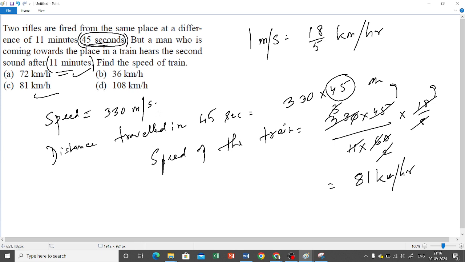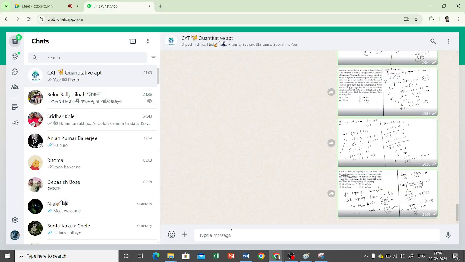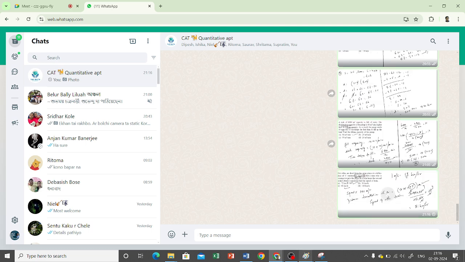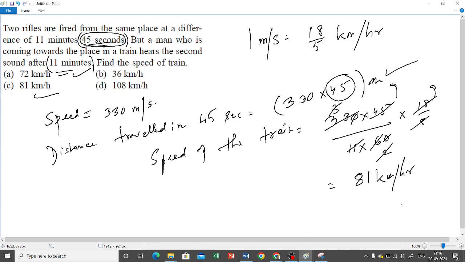So what is the speed of the sound? 330 meter per second. So the sound has traveled the distance for 45 seconds. So what is the distance traveled by the sound? 330 into 45 meter. Now see, the train hears the sound after 11 minutes. So what will be the speed of the train? This much distance that the train has covered divided by the time it has covered. So 81 kilometer per hour. Did you understand this? Yes, sir. Let's move on to the next one.